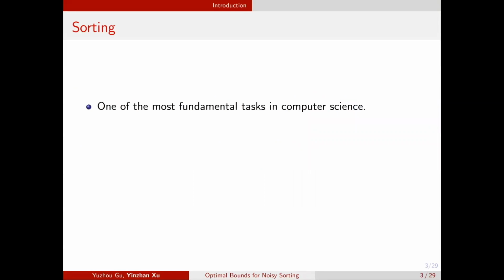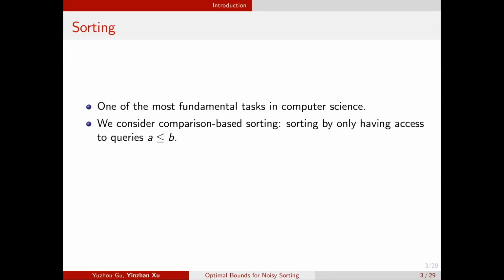Sorting is one of the most fundamental tasks in computer science. Given a list of n elements, sorting asks to output them in increasing order, and we assume that all elements are distinct. We consider comparison-based sorting, in which we only have access to pairwise comparisons. It's known that roughly n log n comparisons are sufficient, where all logs in this talk are base 2. For instance, merge sort achieves this bound.